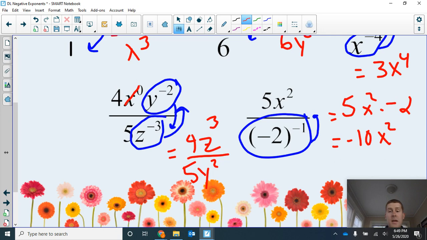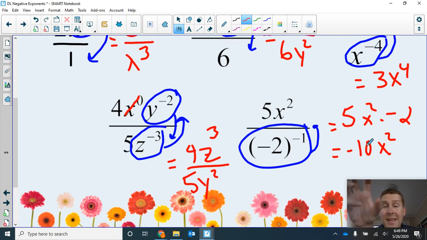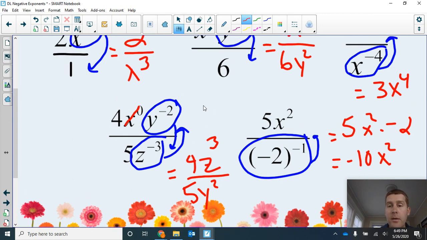Okay? So guys, that's how we approach negative exponents. If it's a negative exponent in my numerator, let's bring that power into our denominator. If it's a negative exponent in the denominator, let's move it into our numerator. Okay? So make sure you guys have these examples right in your notebook.